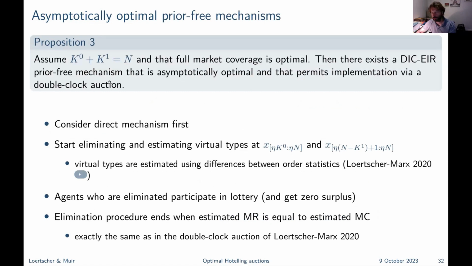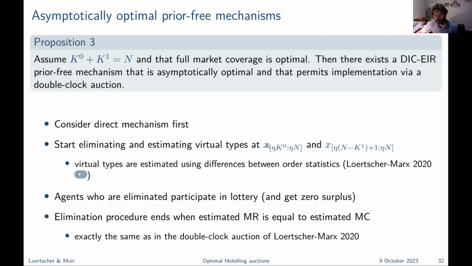Okay, and so for the balanced market problem, and assuming that V and F are such that full market coverage is optimal, so it's a joint assumption or restriction on F and on the gross value of the consumers, then the statement here is that there exists a DIC ex post IR mechanism that is asymptotically optimal and that permits implementation via a clock or double clock auction. And so let me just sketch that mechanism.